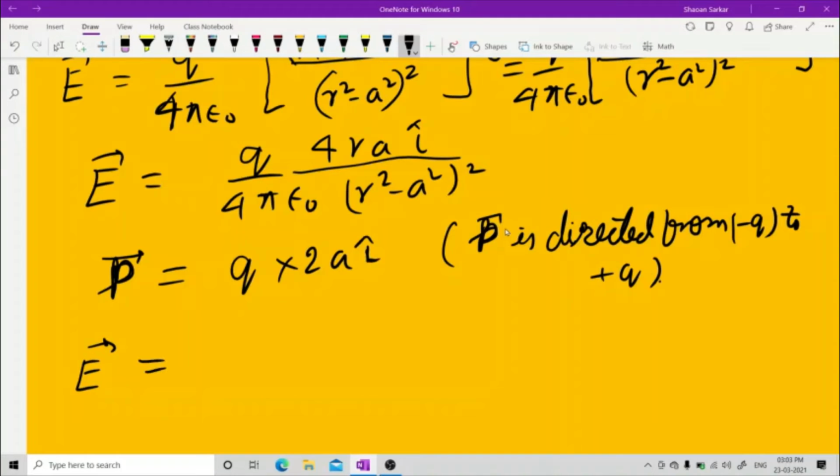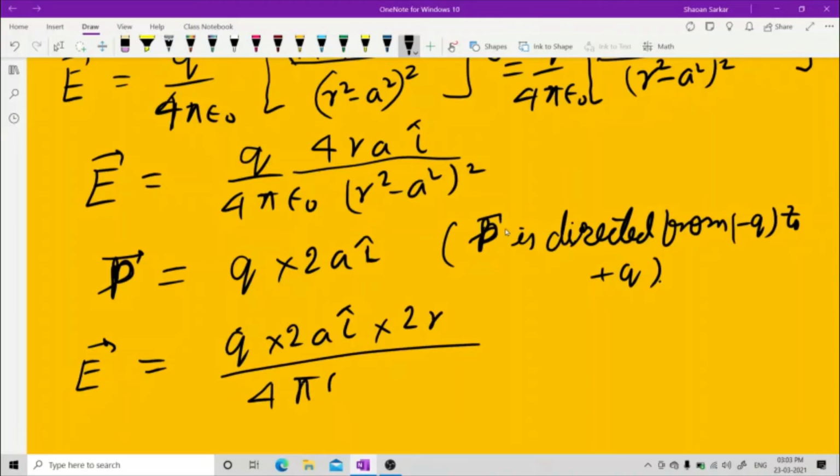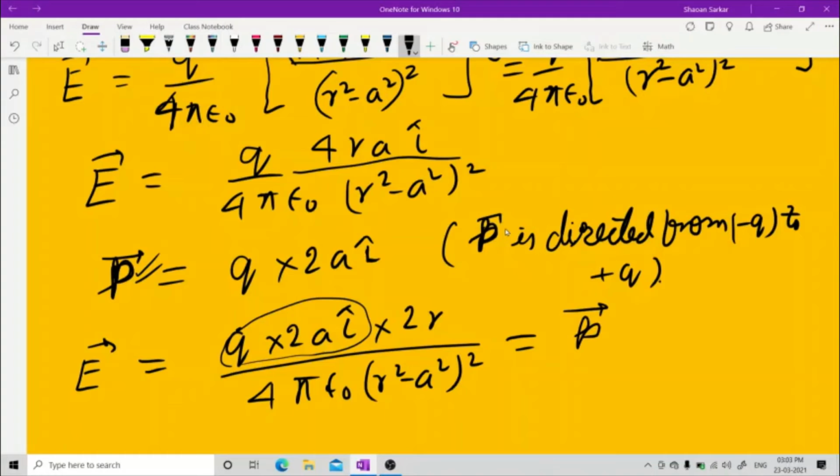So this is equal to q into 2a into 2r i cap upon 4 pi epsilon naught (r square minus a square) whole square, and this whole quantity is nothing but p vector into 2r upon 4 pi epsilon naught (r square minus a square) whole square. Now see here one thing.